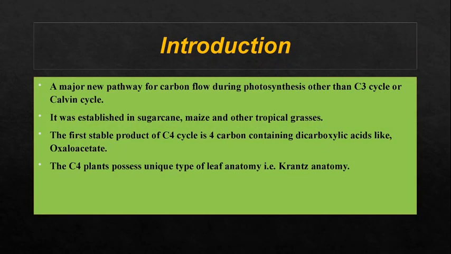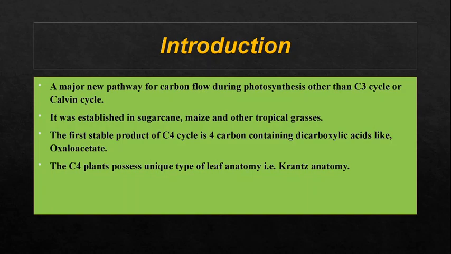In the introduction part, I must say that a major new pathway for carbon flow during photosynthesis, other than the C3 cycle or Calvin cycle, was first established in sugarcane, maize and other grasses, rather called tropical grasses. The plants which go through the C4 cycle are termed C4 plants, and the first stable product of the C4 cycle is a 4-carbon containing dicarboxylic acid like oxaloacetate.